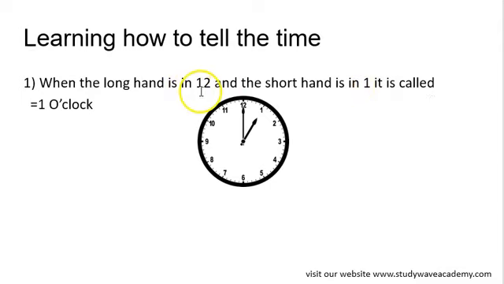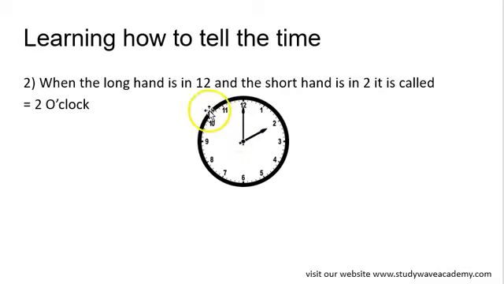When the long hand is at 12 and the short hand is at 1, it is called what? Remember, the short hand tells us about the hour, and the hour here is 1. And the long hand tells us about the minute, and the minute here is 12. And we said when the long hand is at 12, it's called o'clock. So the time will say 1 o'clock. Do you understand? Okay, very good.